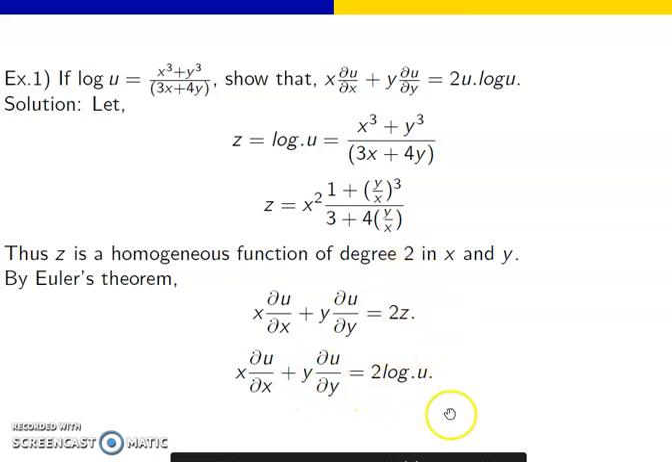And this is what we want to prove. Okay, so the answer is 2 log u.